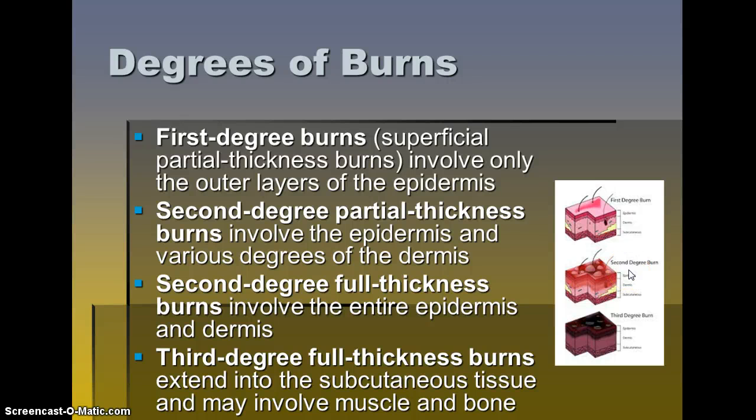Second degree, partial thickness, is where you involve the epidermal layers and maybe some other layers of the dermis. You will see blistering if you have a second degree burn. A second degree full thickness burn is where we're going through all the dermal layers. All right, so it's going deeper down in. And in a third degree full thickness burn, you are through the dermis and into the subcutaneous tissue, and it can even go through muscle and bone.